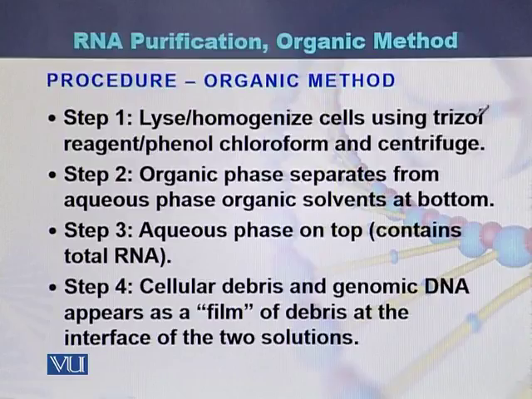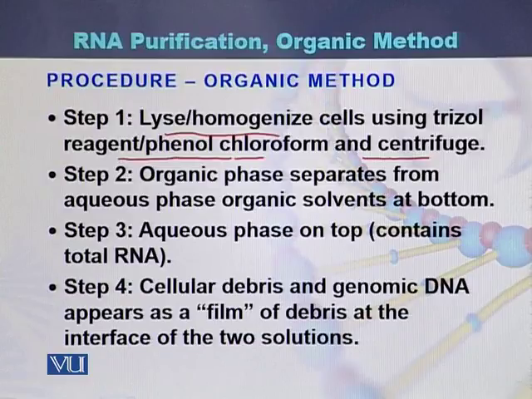In the organic method, the first step is to lyse or homogenize the cells by using TRIzol reagent or phenol chloroform. Because the name of this method is organic method, it means during this procedure we use organic compounds. So in this case, usually TRIzol reagent or phenol chloroform are used to homogenize or to lyse the sample, and then the samples are centrifuged. That is the first step of this protocol.